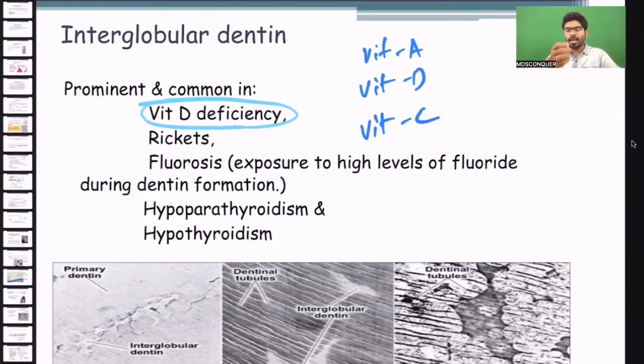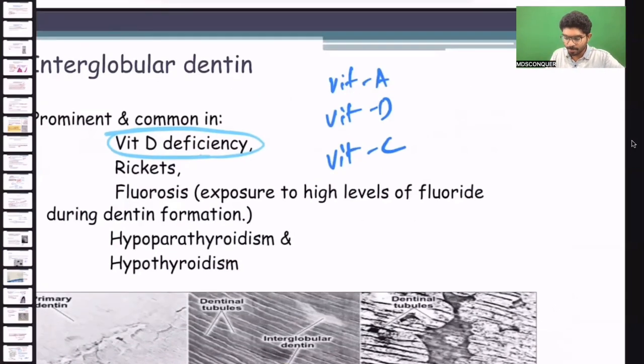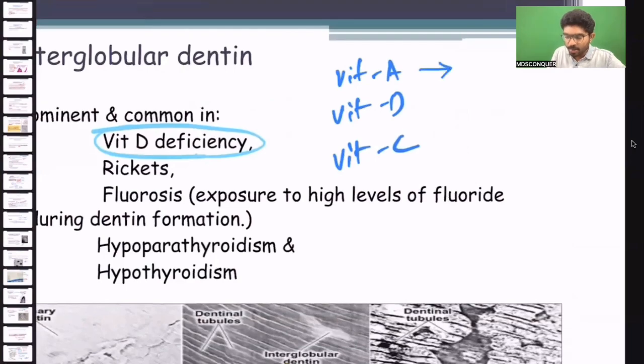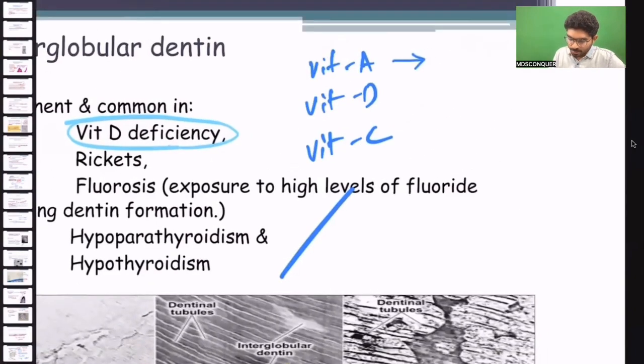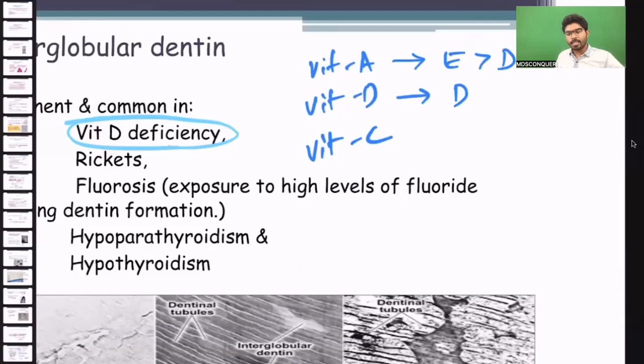So A is more inclined to which structure of tooth development? A is inclined to enamel. It damages the dentin also, but it is more inclined to enamel. D is more inclined to dentin, but it damages the enamel also.